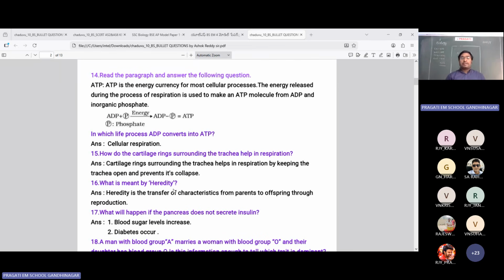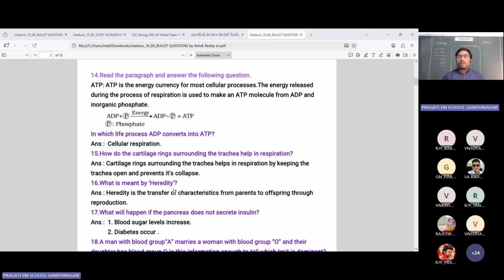Okay, next. One of the repeated questions in the heredity lesson: what is meant by heredity? Heredity is the transfer of characters from parent to offspring through reproduction. Isn't it, children? So, passing of characters from the parents to offsprings. So who is the father of genetics, children? Gregor John Mendel.